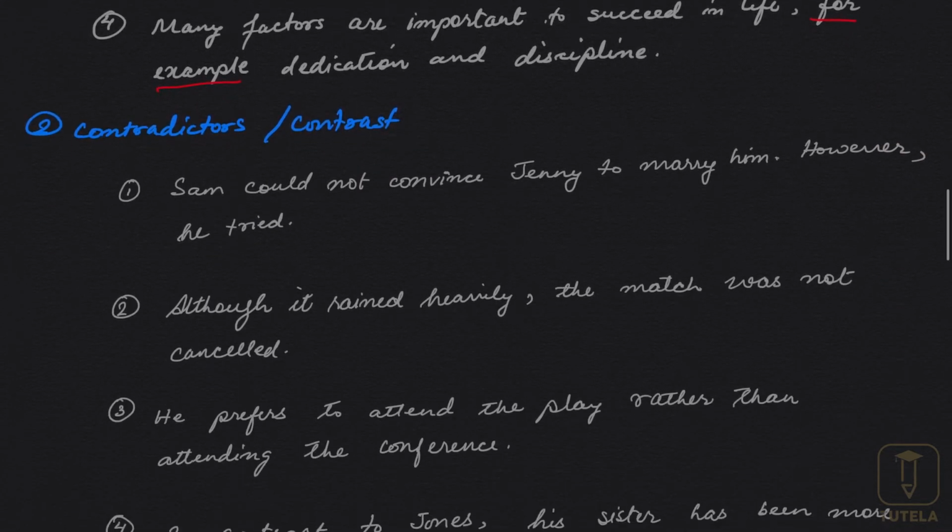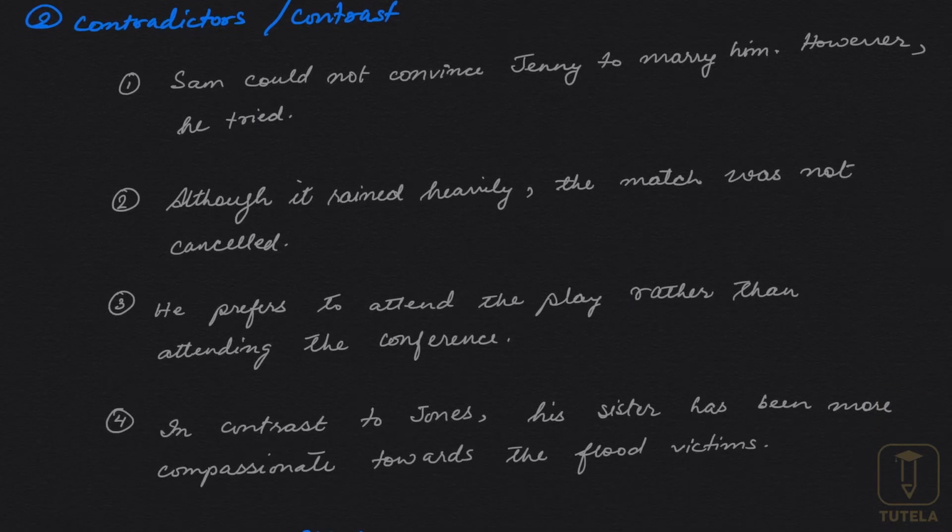Let's take a look at examples with relation to contradictors or contrast. Sam could not convince Jenny to marry him. However, he tried. The word however is a very strong contradictory factor, and this has been well displayed in the sentence. Look at the word although in this sentence. Although it rained heavily, the match was not cancelled.